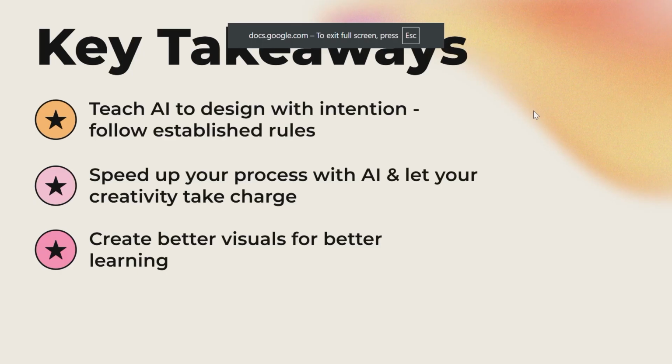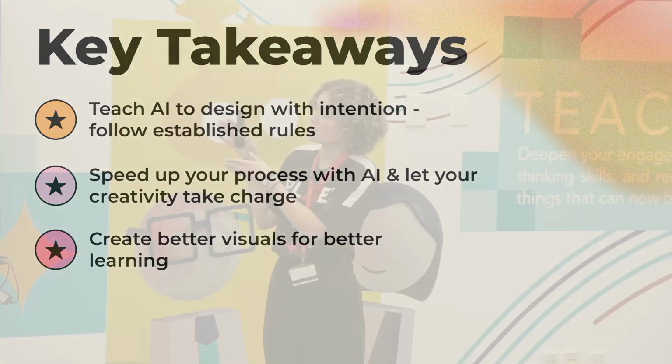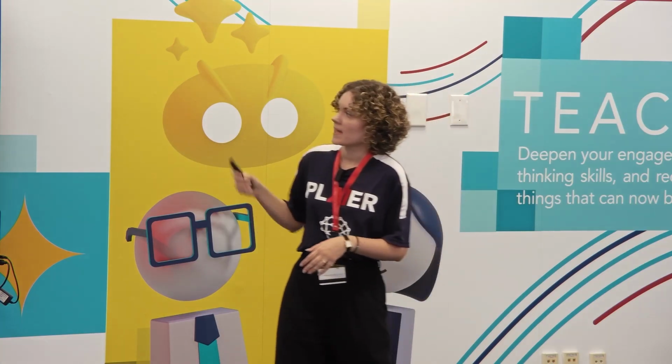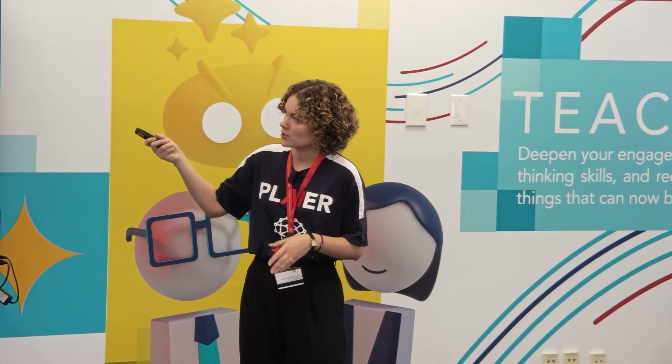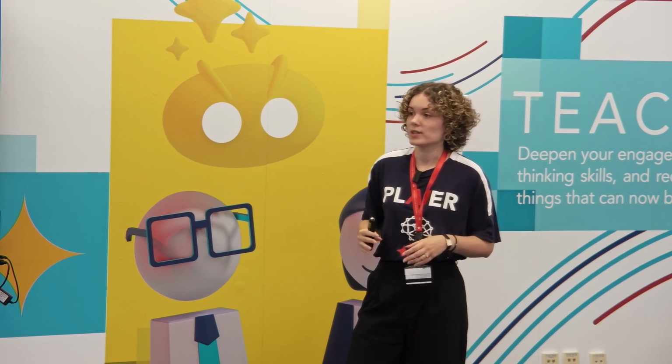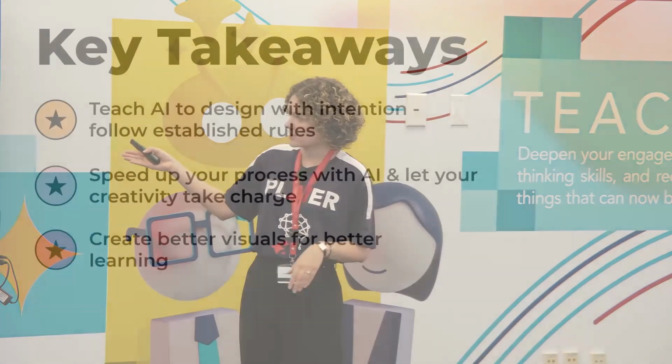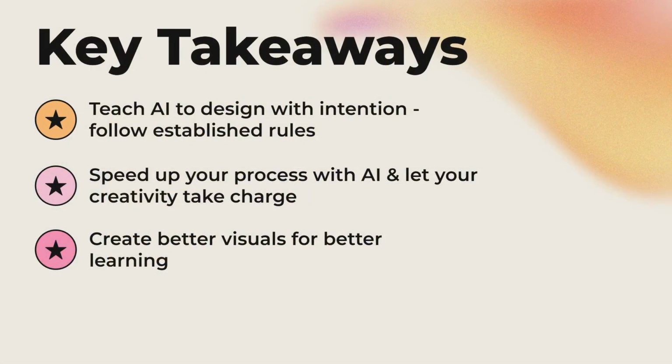The key takeaways. Okay. As I was saying, the asterisk that we had in mind, we are teaching AI to design with intention by following established rules. AI does not know how to design by itself. It just follows whatever you tell it to do. So if we create those established rules and input them into AI, we then are speeding up our process and letting creativity take charge.